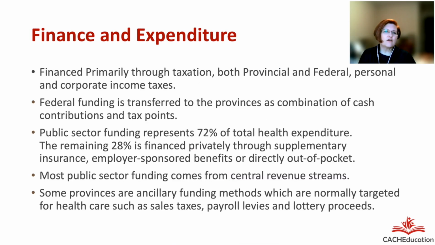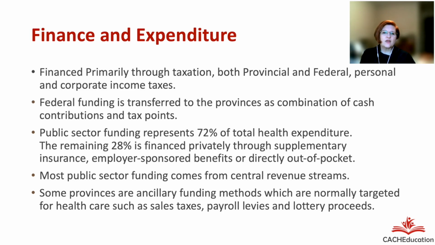So when we look at healthcare finance and expenditures, our healthcare in Canada is financed primarily through taxation, both provincial and federal, and personal and corporate income taxes. Our federal funding is transferred to the provinces as a combination of both cash contributions and tax points. Public sector funding represents 72% of total health expenditures, and the remaining 28% is financed privately through supplementary insurance, employer-sponsored benefits, or directly out of pocket.